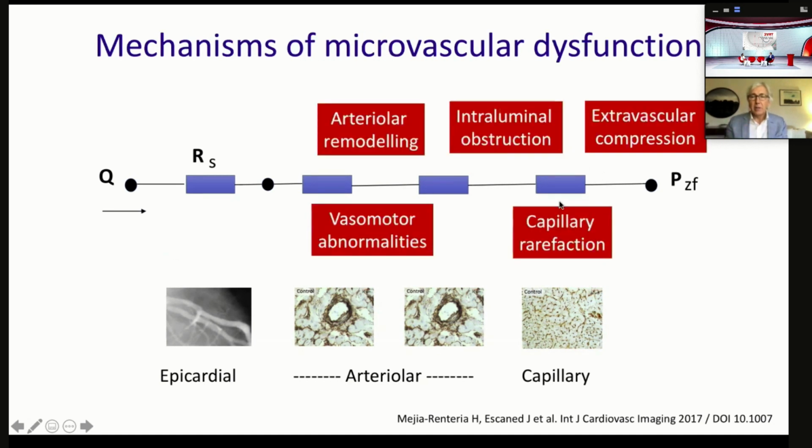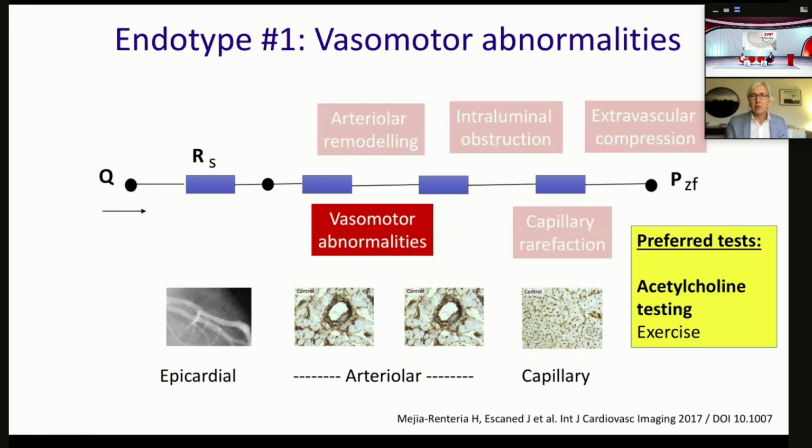Well, if you think in this resistive map of the coronary circulation, you understand that there may be many different pathways of dysfunction. For example, in a myocardial infarction, you may have a lot of extravascular compression because you may have edema, you may have intramyocardial hemorrhage, you may have high left ventricular end diastolic pressure. You may have intraluminal obstruction, for example, if you have embolization of small thrombi or platelet aggregates. But in the stable coronary artery disease, there are two main endotypes of dysfunction.